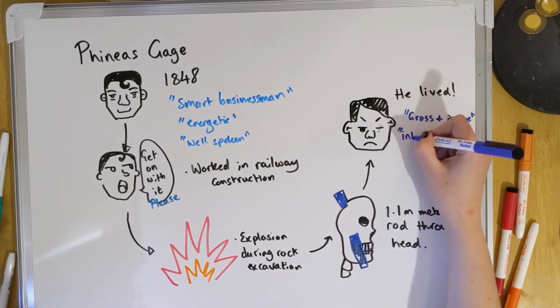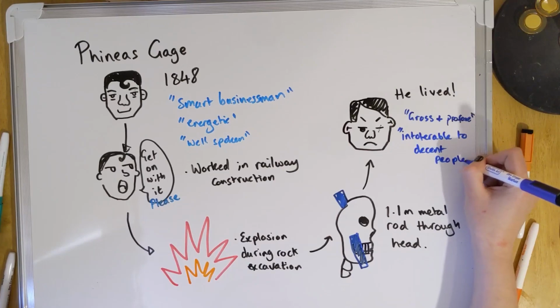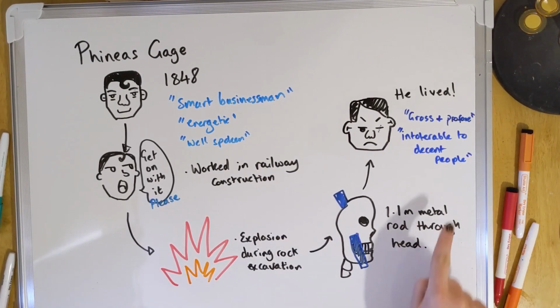So this helped scientists and doctors at the time, or help us link now, that the cerebral cortex, which got damaged during the accident, is what controls personality. Whilst looking this up, this was my favourite quote: "He became intolerable to decent people." So I just let your imagination run wild with that one.